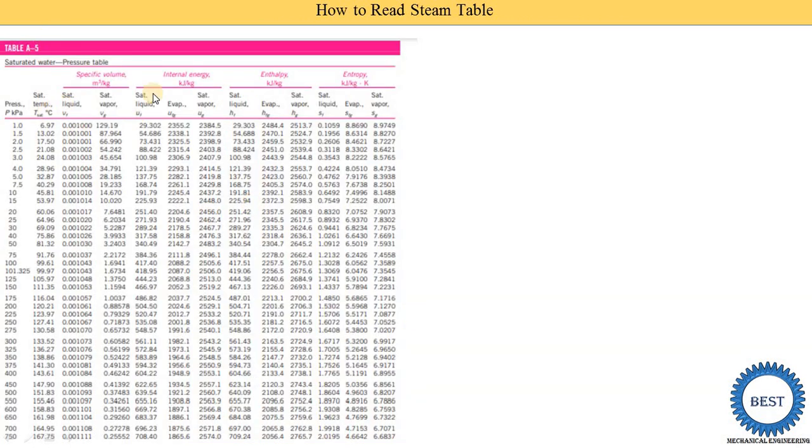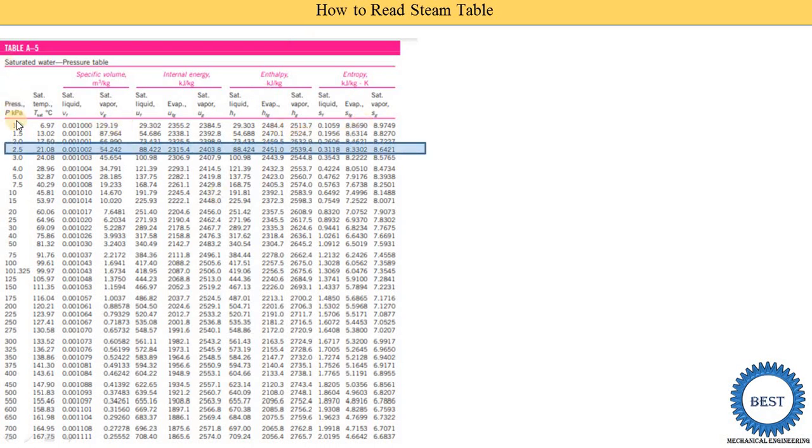In the same way, various tables are given. In the first column, the pressure is given in kilopascals. Here you see the range of pressure starts from 1 kilopascal to 750, over 2 to 3 pages, so a large range is covered. In the earlier table temperature was first; here pressure is first, and then the saturated temperature. At 1 kilopascal the saturated temperature is 6.97 degrees centigrade. The other columns are the same: specific volume, internal energy, enthalpy and entropy.